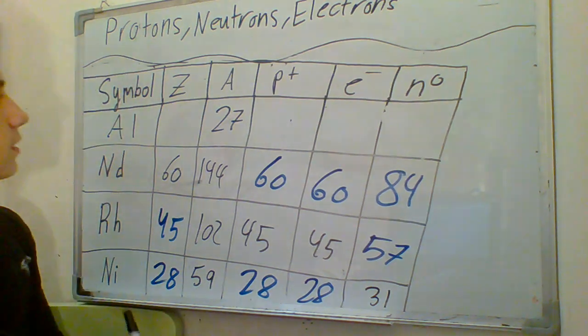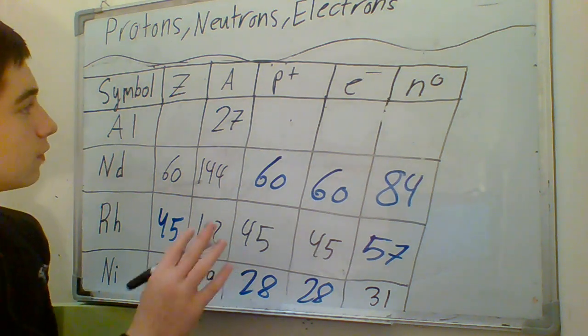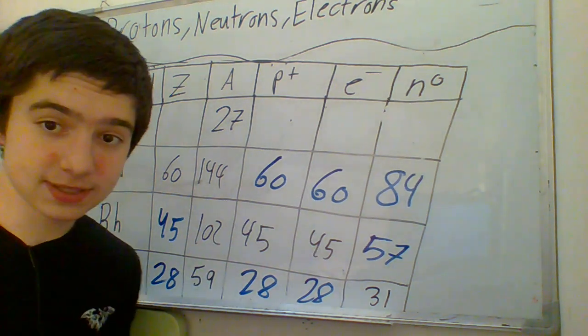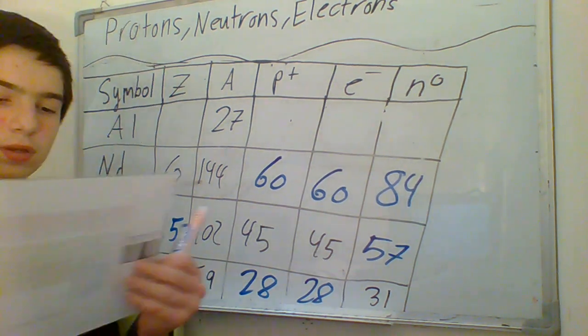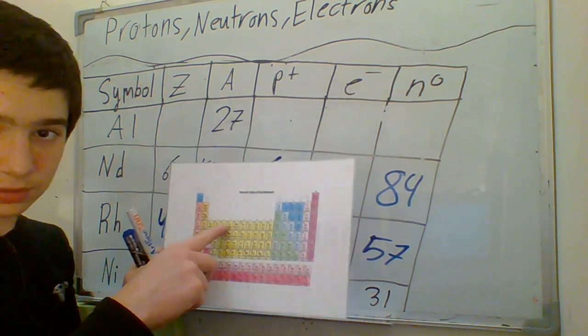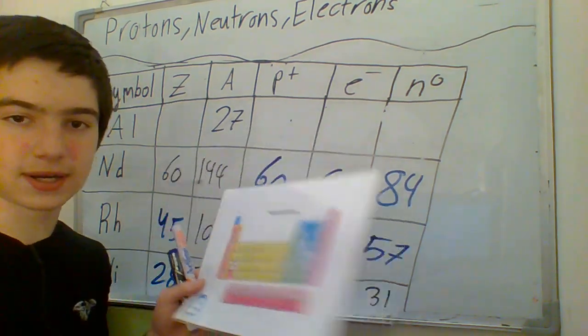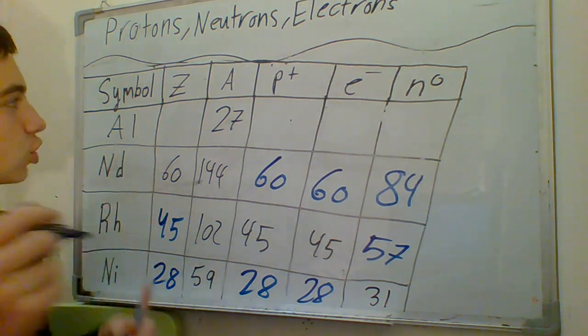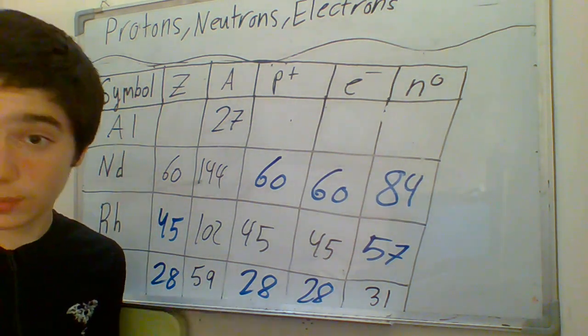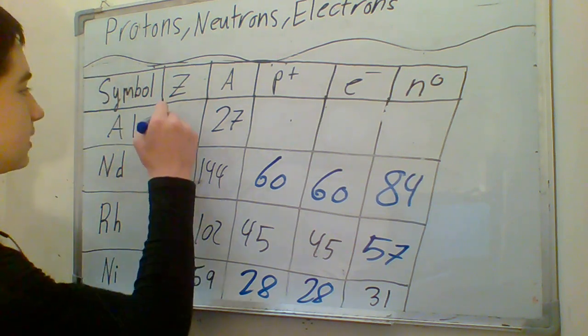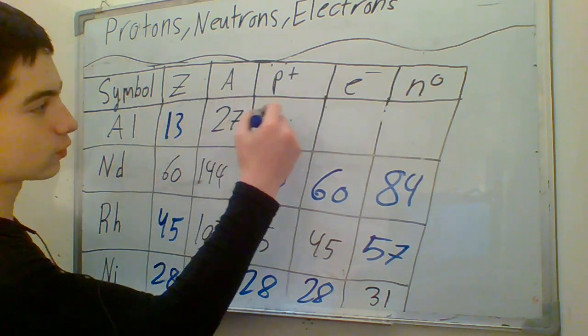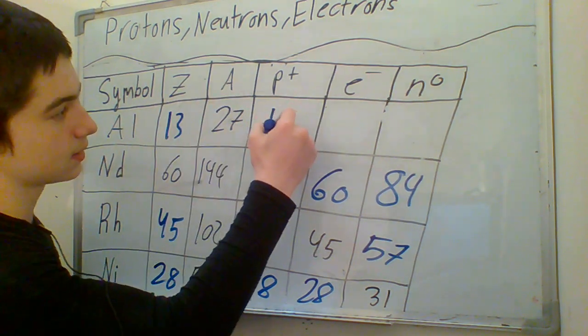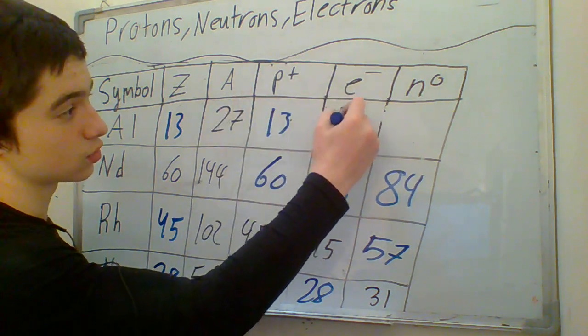Okay, let's go for the answers right now. For the answers, you need the periodic table. You can look up the element on the periodic table and take the characteristics of the element. This element is aluminium. If we look at the periodic table, the atomic number of aluminium is 13. So the number of protons, because it's neutral, is 13, and the number of electrons is also 13.